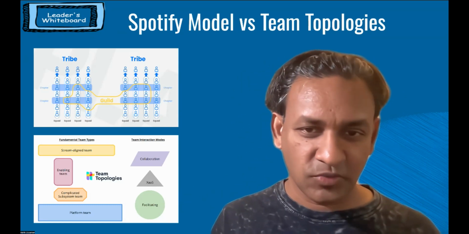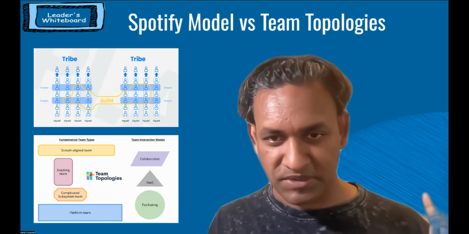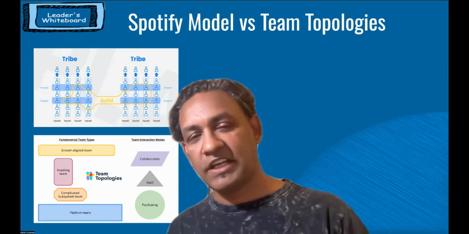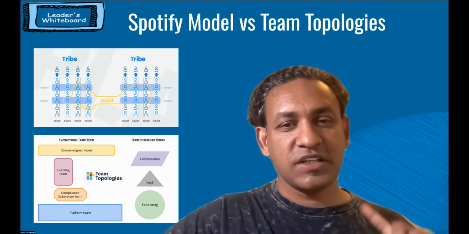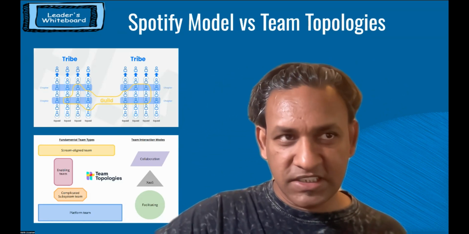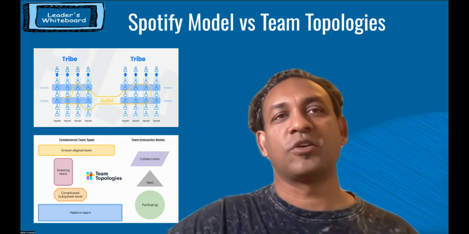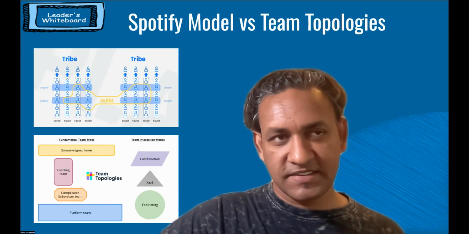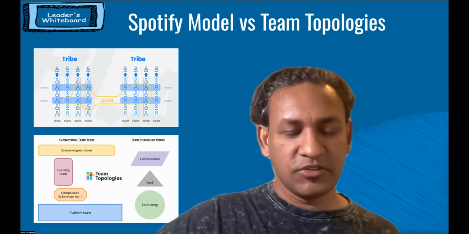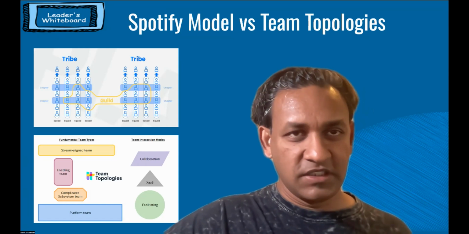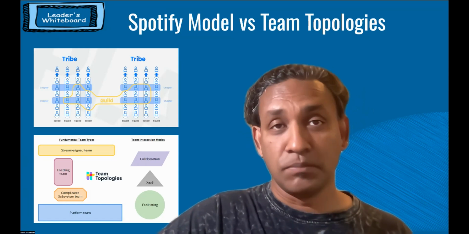Just like in the earlier one, Spotify model also has four team types, right? Tribe, chapter, guild, and squad. Here, it's stream-aligned teams, enabling teams, complicated subsystems teams, platform teams. And what they're saying is that these 4 fundamental team types work with each other using 3 interaction modes.